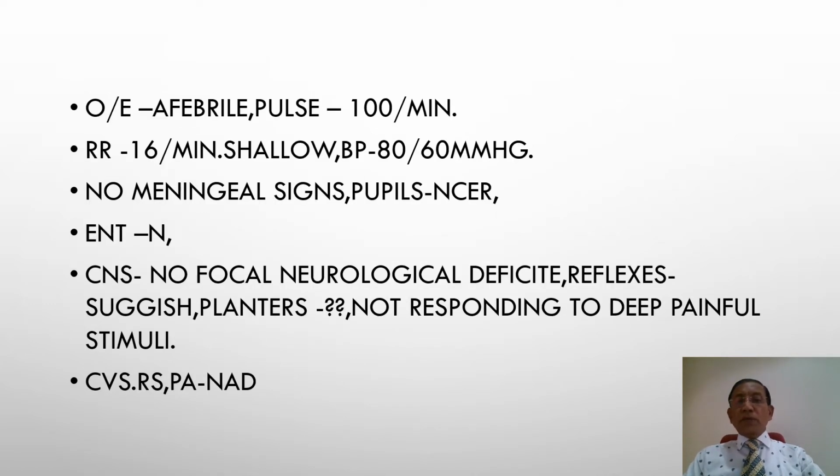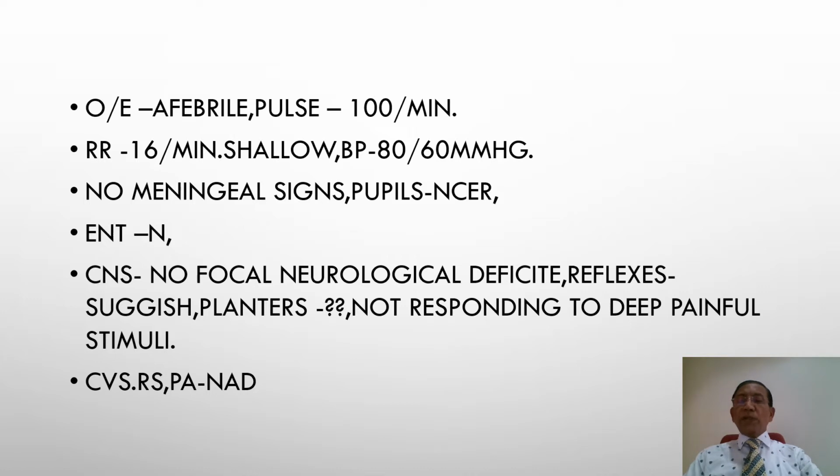On examination, she was afebrile, pulse was 100 per minute. The respiratory rate was 16, a little shallow. BP was 80 by 60. There were no meningeal signs. The pupils were normal, central, equal, reacting to light. ENT examination was normal. In CNS, there was no focal neurological deficit. Reflexes were sluggish. Plantars not elicitable. She was not responding to even deep painful stimuli.